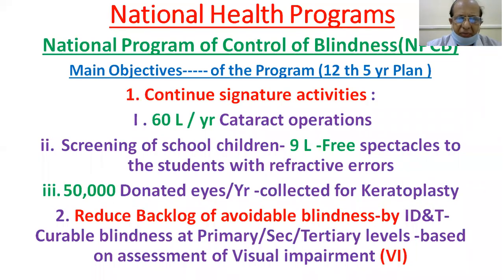Reduce backlog of avoidable blindness by identification and treatment. So whatever the backlog is there, avoidable blindness means completely curable blindness and preventable blindness. Curable blindness at primary, secondary, tertiary levels based on assessment of visual impairment. So as per the definition of the visual impairment, we have to identify the curable blindness.